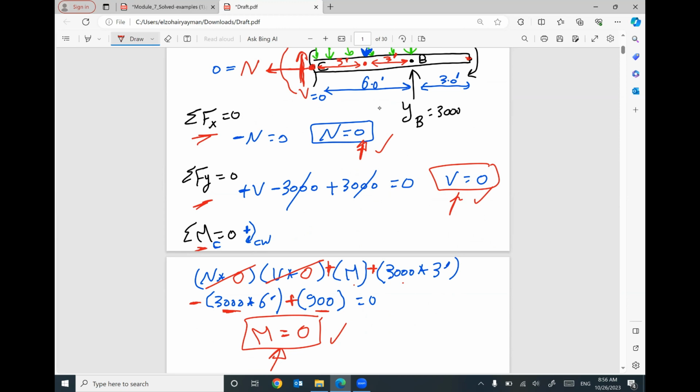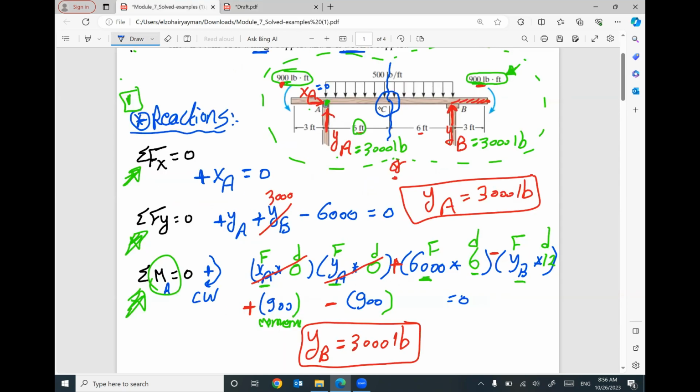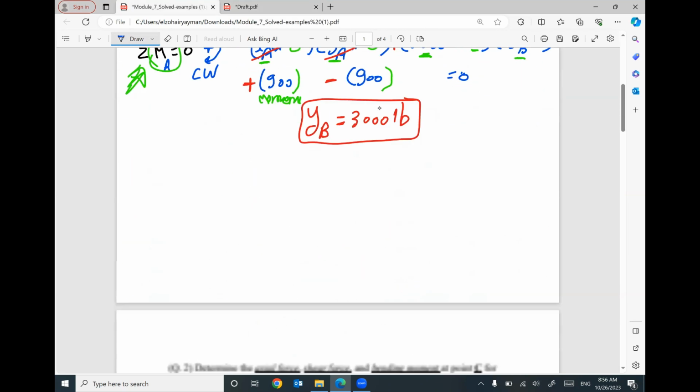Thank you. This value is not 0. This value is negative 8,100. That's fine. We don't have normal, we don't have shear, but we have moment. That means maybe point C is not a best choice to make a hole. We can look for another point. Thank you for the correction. Okay, this is the first problem.